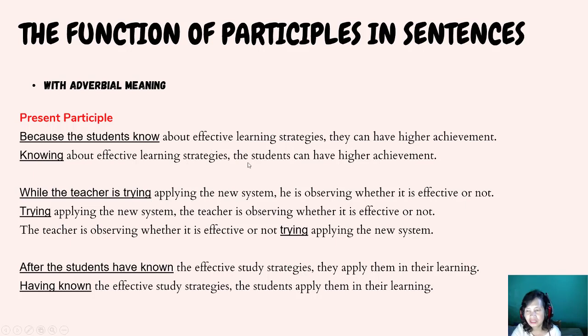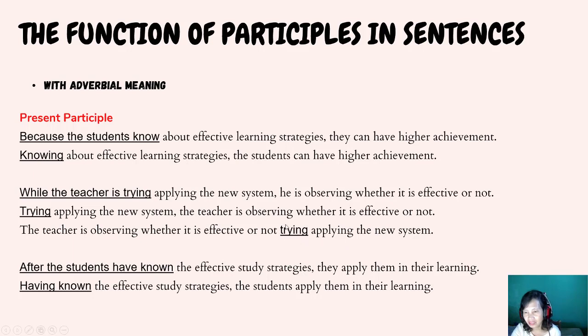Or the same as this: the students can have higher achievement because the students know about effective learning strategies. You can put the main clause first and then you have the subclause. Of course, there will be no comma. But if you have the subclause first here, you need a comma. So there is a comma here, there is a comma here. But when you put the subclause after the main clause, there is no comma. That's why there is no comma here. I hope that you will not be confused when you find in the text or in the test a structure like this sentence.